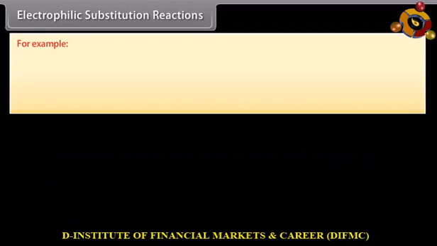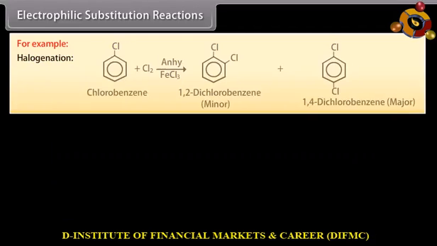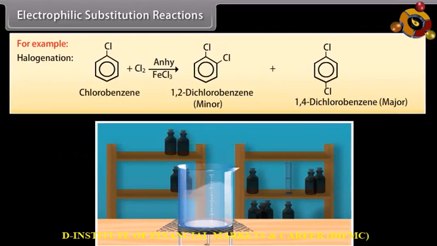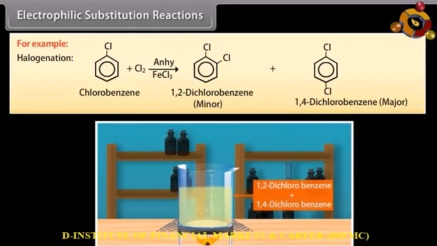For example, halogenation. When chlorobenzene is mixed with chlorine and then ferric chloride is added, it reacts to give 1,2-dichlorobenzene, which is a minor product, and 1,4-dichlorobenzene, which is a major product.